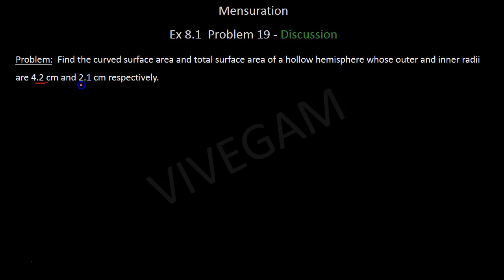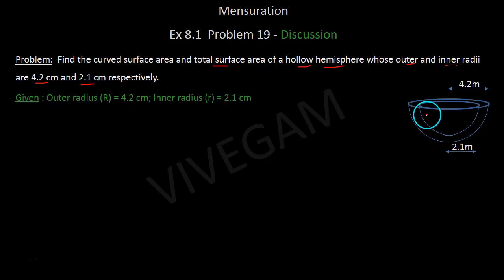4.2 centimeters, 2.1 centimeters, that's the outer and the inner radii of a hollow hemisphere. Hollow hemisphere is the shape of the object. So let's write it out. Outer radius capital R equal to 4.2 centimeters. Inner radius small r equal to 2.1 centimeters. So what are we asked to do? We are asked to calculate the curved surface area and the total surface area of the hollow hemisphere.